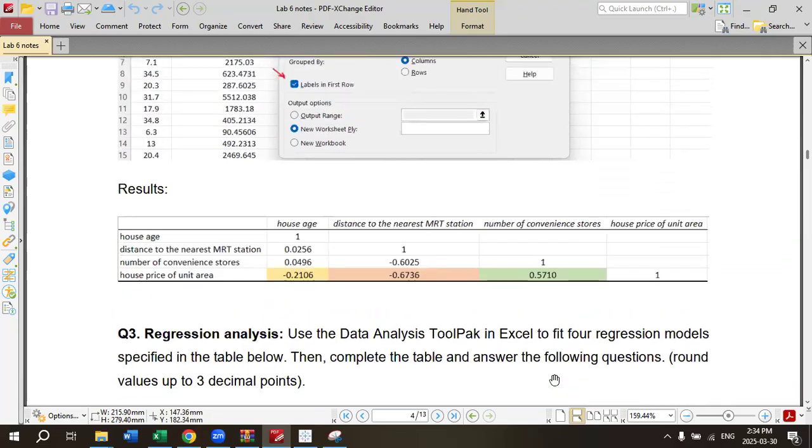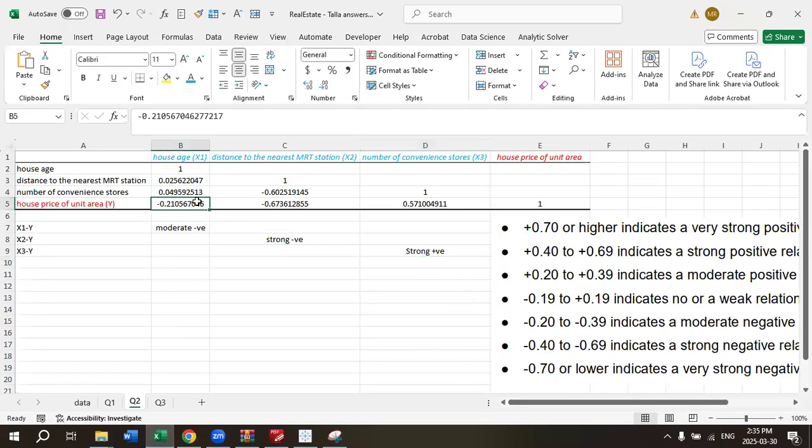So that's about the relationships. If you want to show it here, these are the values of the relationships: 0.21, minus 0.67, with respect to the dependent variable. So that's about it. Question number 2 is done.